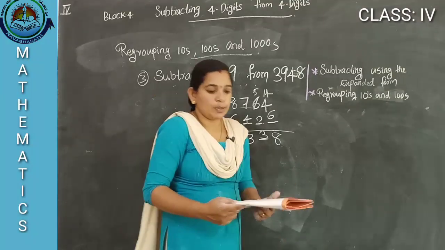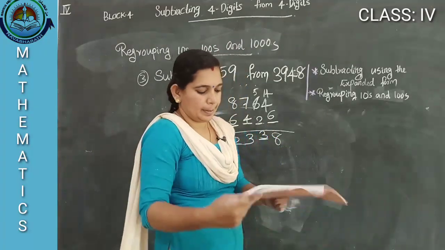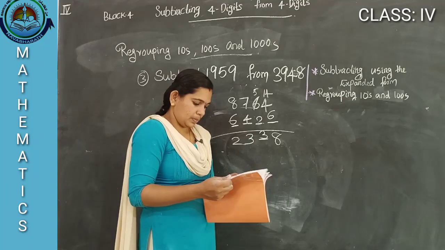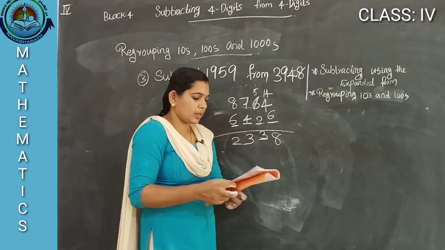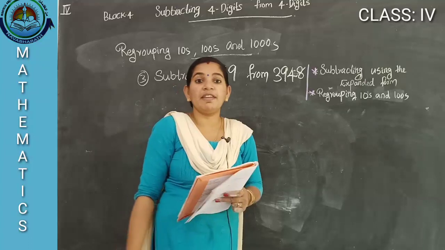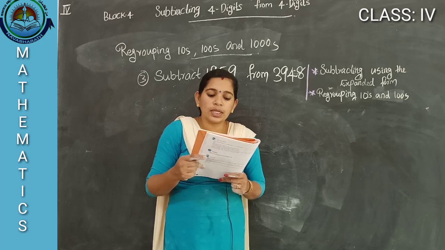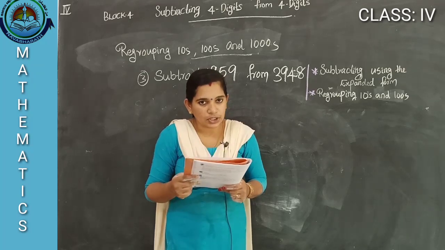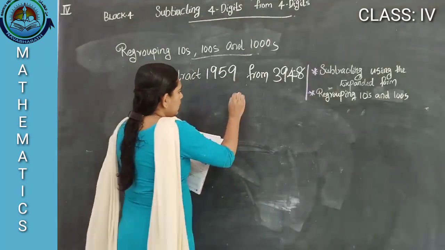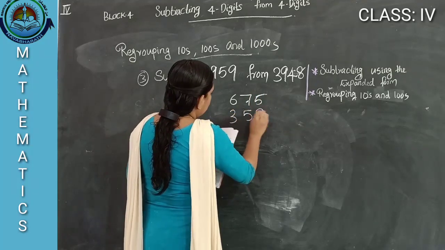Okay, then take your textbook. First, we are discussing the previous class answers. Arrange the numbers using the column method and subtract. First, we are to arrange the numbers in columns, then subtract. First, 675 minus 358.